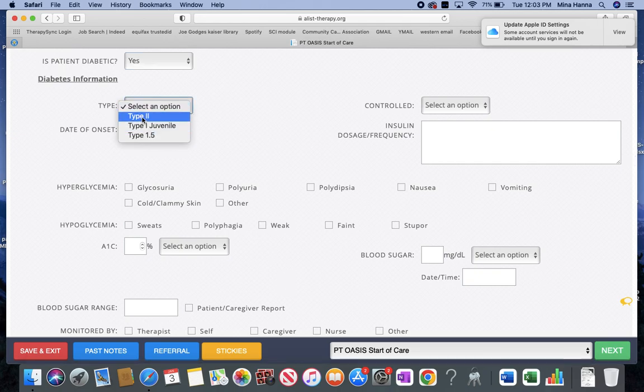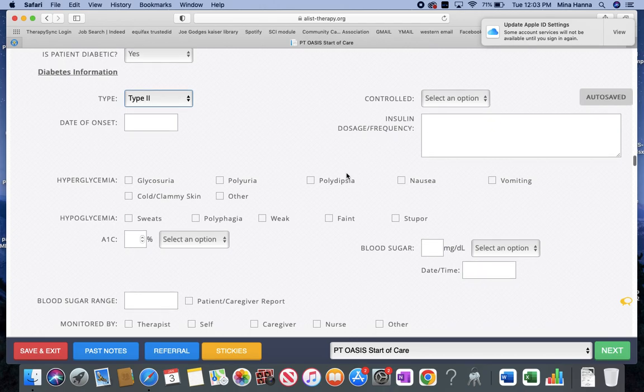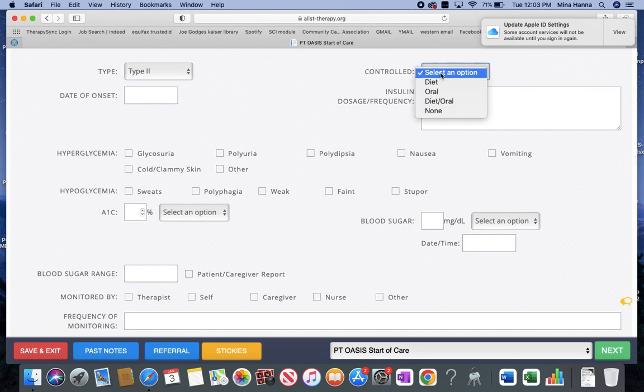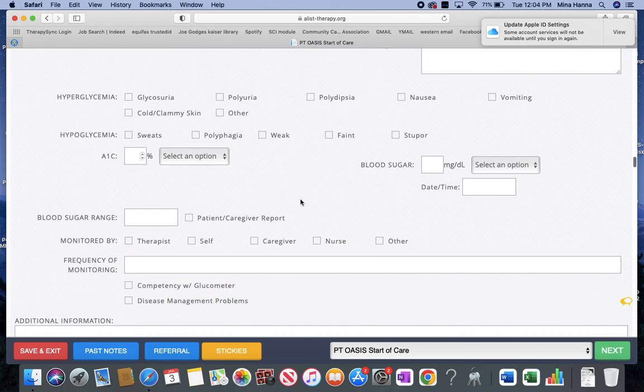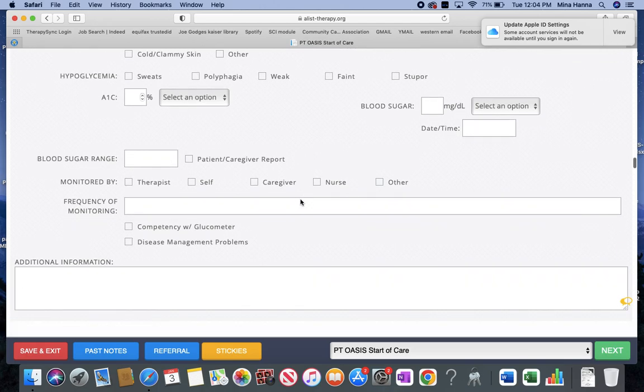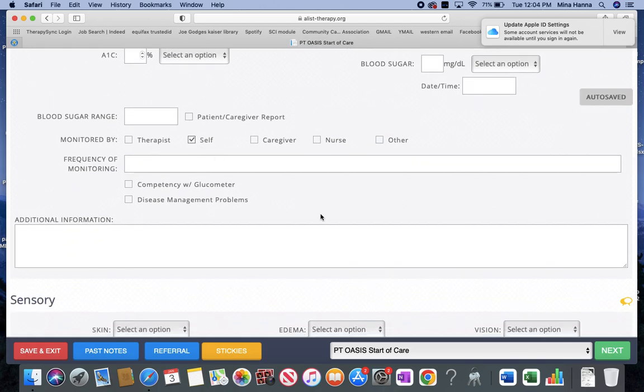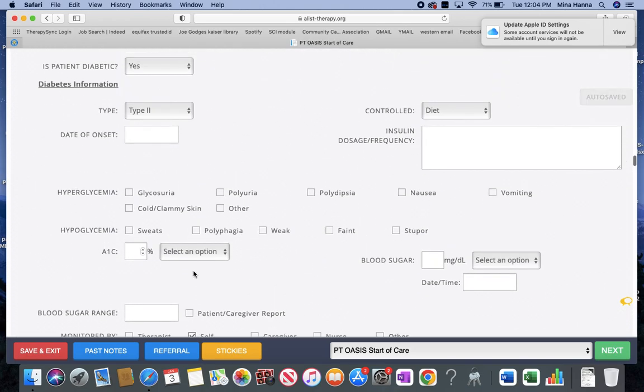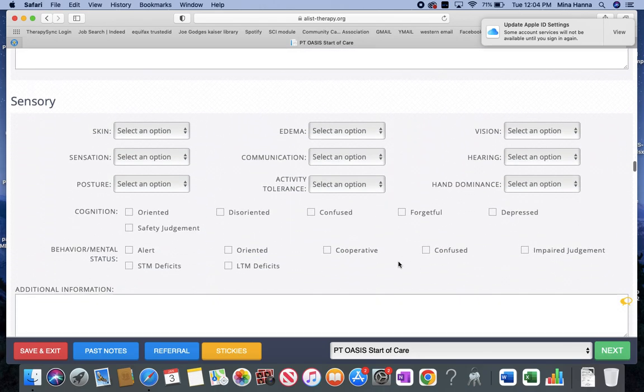I'm just going to put that this patient's type 2, and is it controlled? And yes, he was telling me he takes his diet, and so we'll maybe say something like that. And that's really all I'm going to answer in this question. I'm not going to really go into anything else. It's monitored by the patient, and that's it. Now, I don't need to answer any of these questions, so don't feel like you have to.